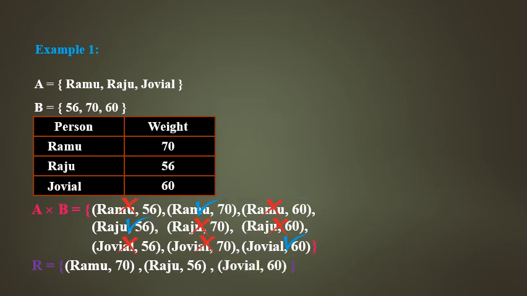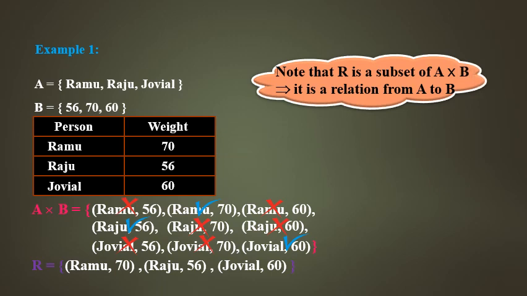Now, this is our relation set. Note that R is a subset of A into B. It is a relation from A into B. We are discussing just a continuation of the third video. If you look at the third video properly, then only you can understand.